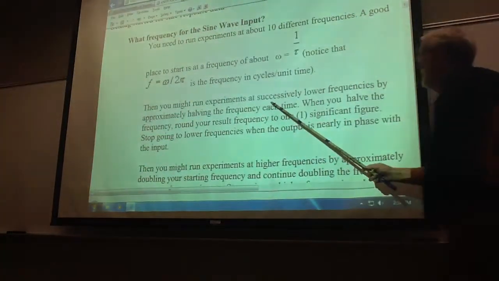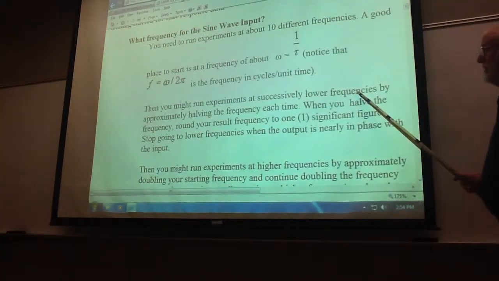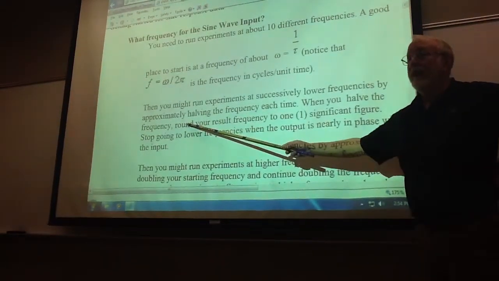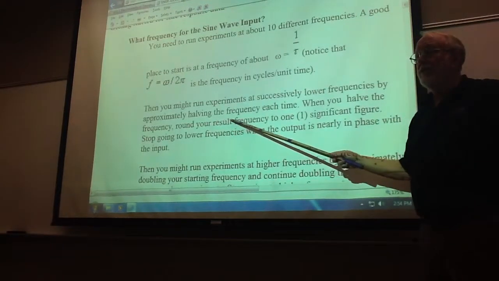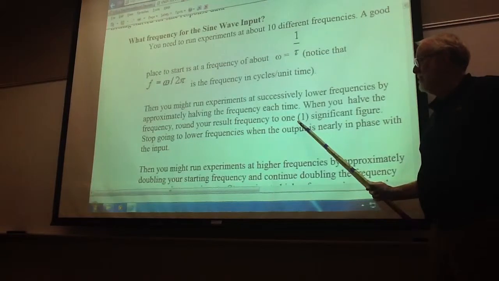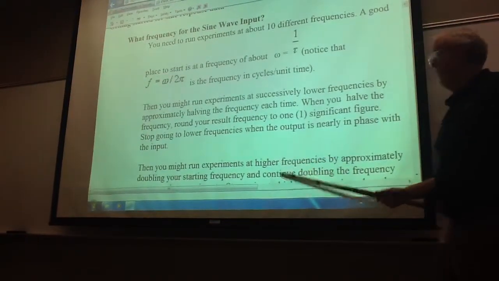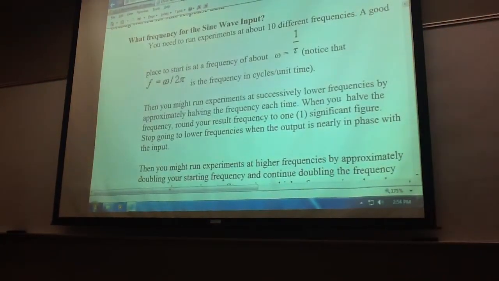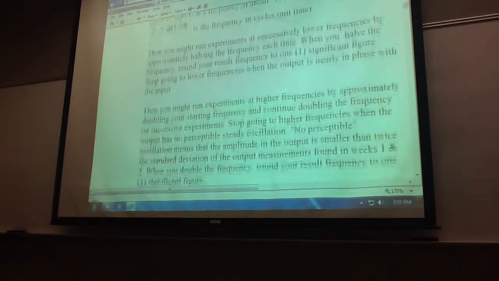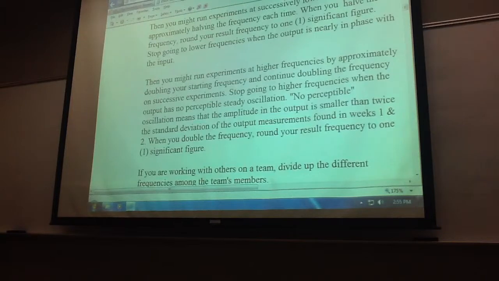Now then, you're going to do some experiments at lower frequency by approximately halving the frequency each time, and again, rounding to one significant digit. And then you might want higher frequencies where you double the frequency each experiment, and again, round it to one significant figure.